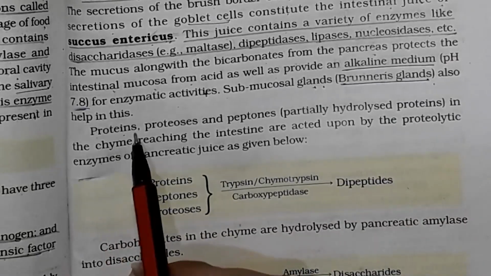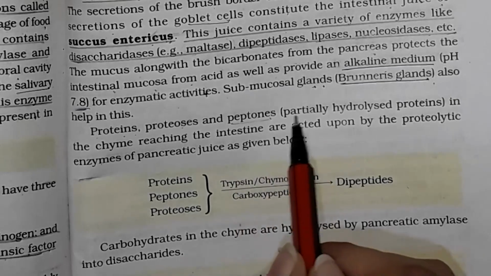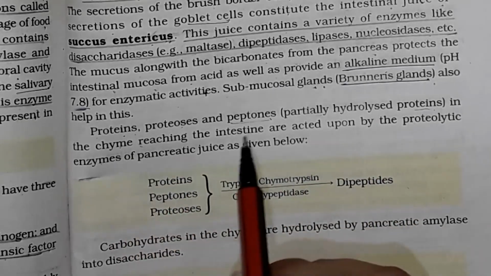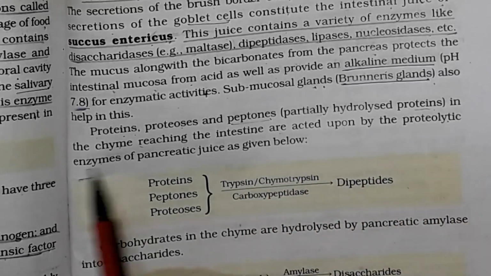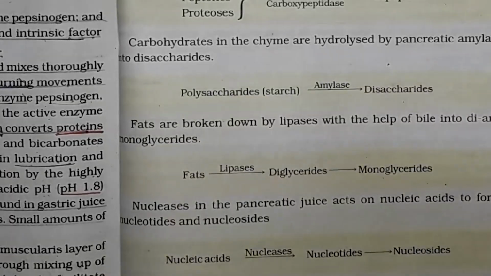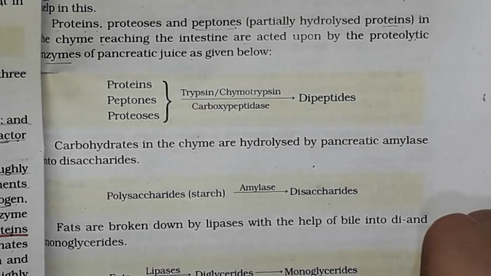Next comes the proteins, proteoses, and the peptones. What are the peptones? These are the partially hydrolyzed proteins in the chyme reaching the intestine, which are acted upon by the proteolytic enzymes of the pancreatic juice. They are given below. So this is all what happens in the small intestine.